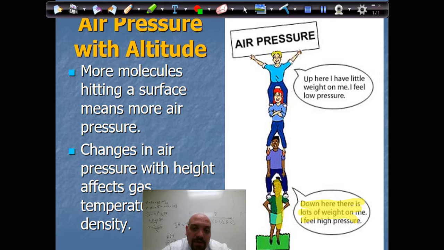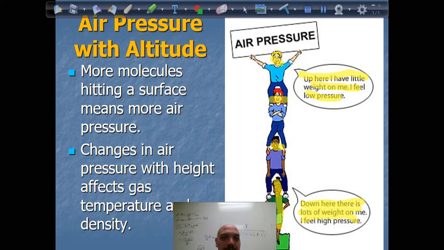As you move upwards, you'll see each of these people become progressively happier, until you get to the person who says, "Up here I have little weight on me, I feel low pressure." That's a nice visualization to explain how atmospheric pressure changes as you move upwards into the atmosphere.